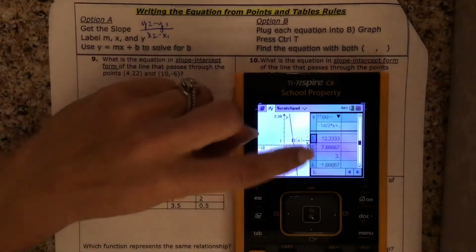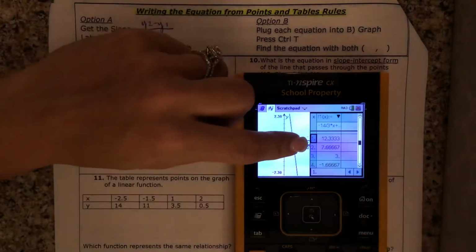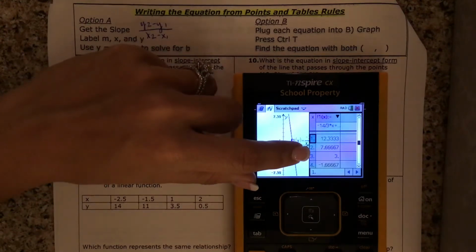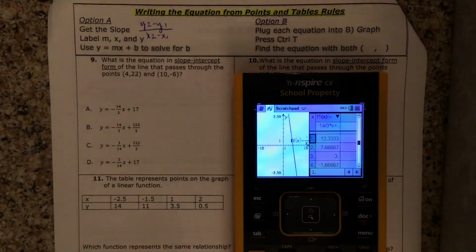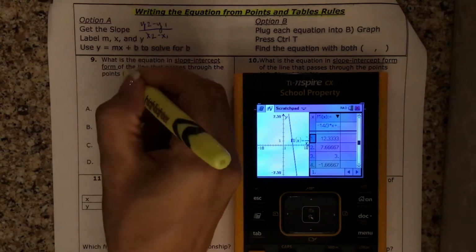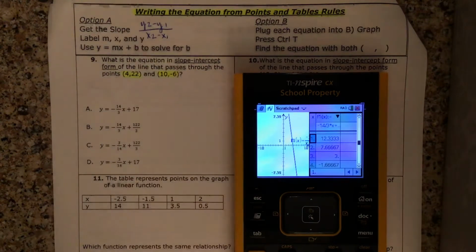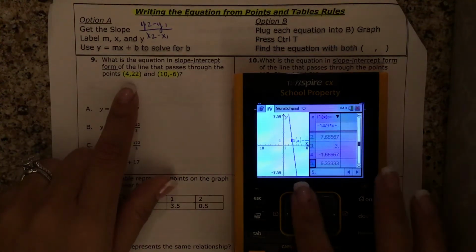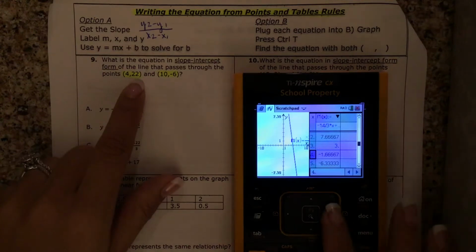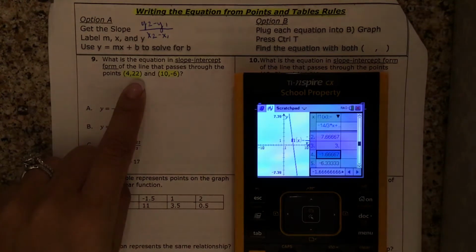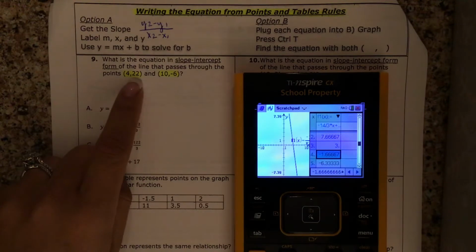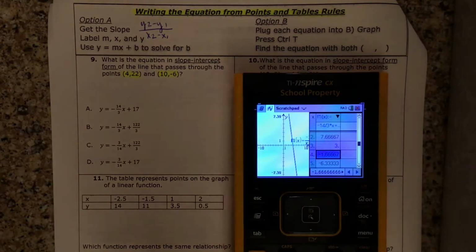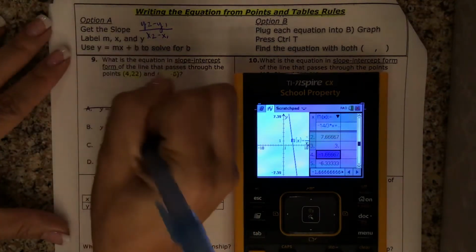What this table is telling me is that when x is 1, its y value is 12.3. When x is 2, its y value is 7.6. What I need to do is check that table to see if it has both of these ordered pairs. I'm going to start with 4. When x is 4, is the y value a 22? Because I need 4, comma 22. Nope. When x is 4, y is definitely not 22. So my answer here is not A. I'm going to cross out A.